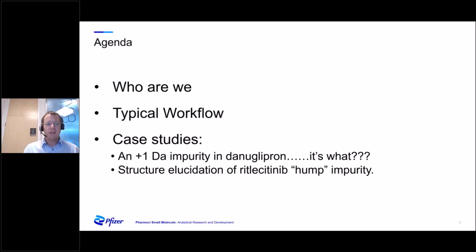Today I'm going to give you a bit of an overview of who we are and what we do. I'm going to run through our typical workflow for structure elucidation, and I'm going to talk about a couple of interesting anecdotes from case studies that we've seen over the last couple of years.